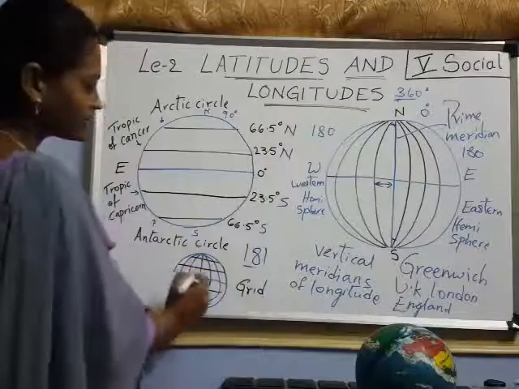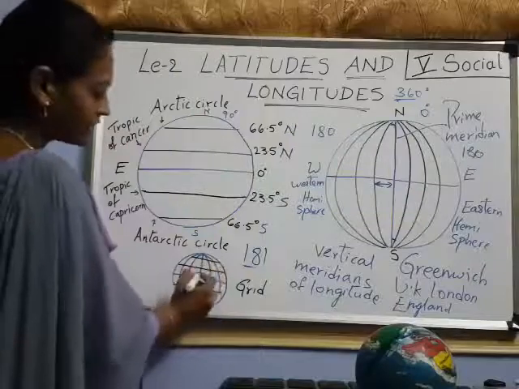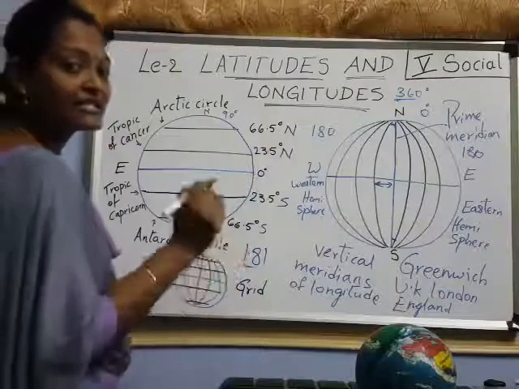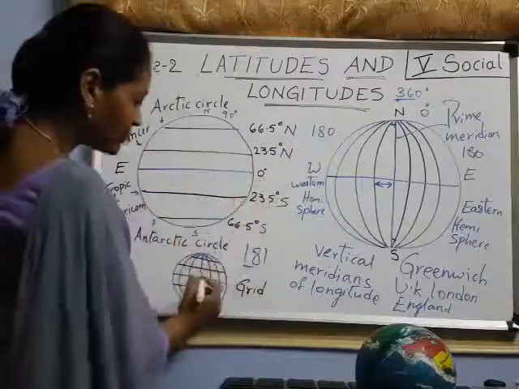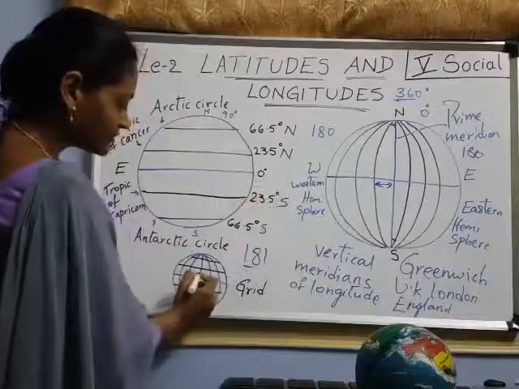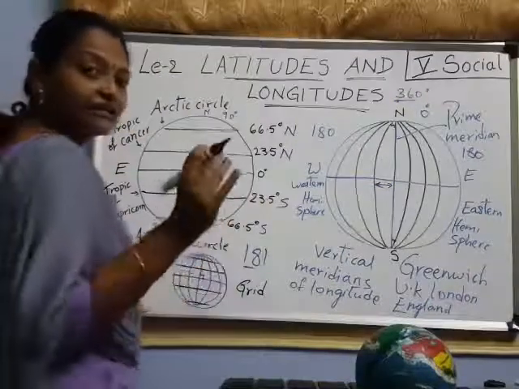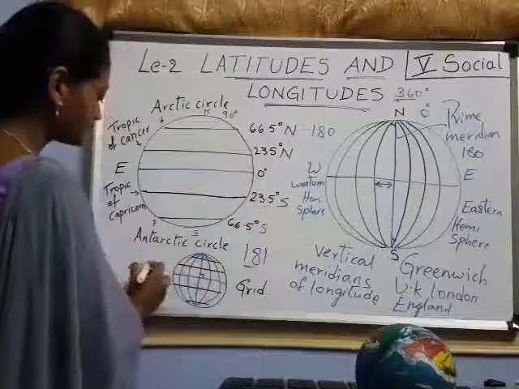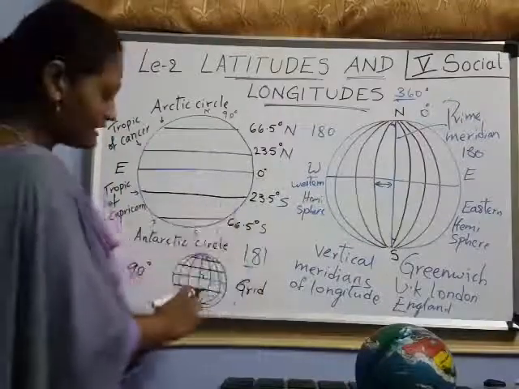Understood? Now, if you look at the grid properly, each one, that means latitude and longitude, cut each other. Cut means intersect. Intersect means they both meet at a point, right? They have a specific angle, that is 90 degrees. They both cut each other at an angle of 90 degrees.